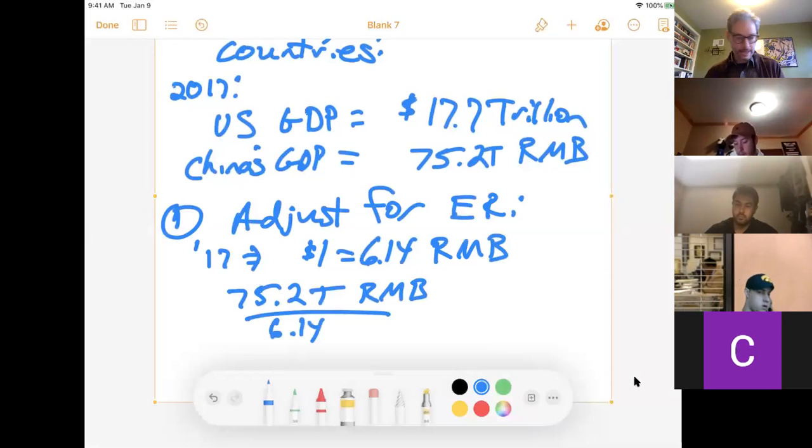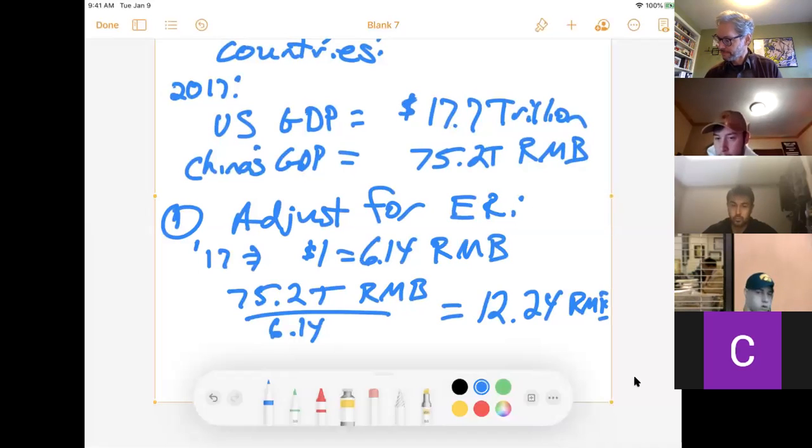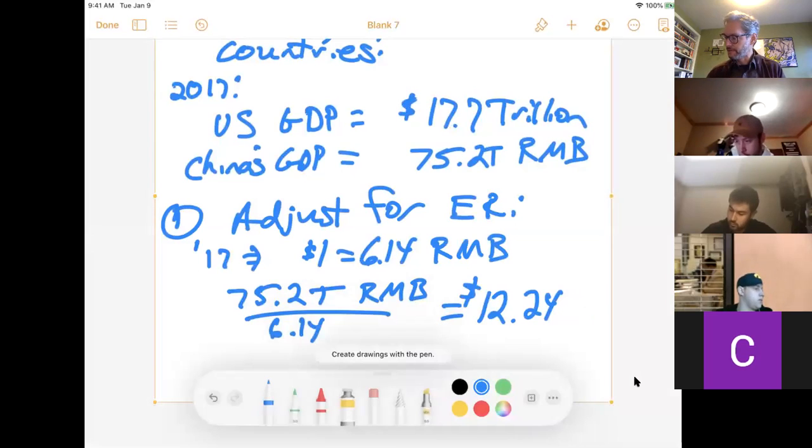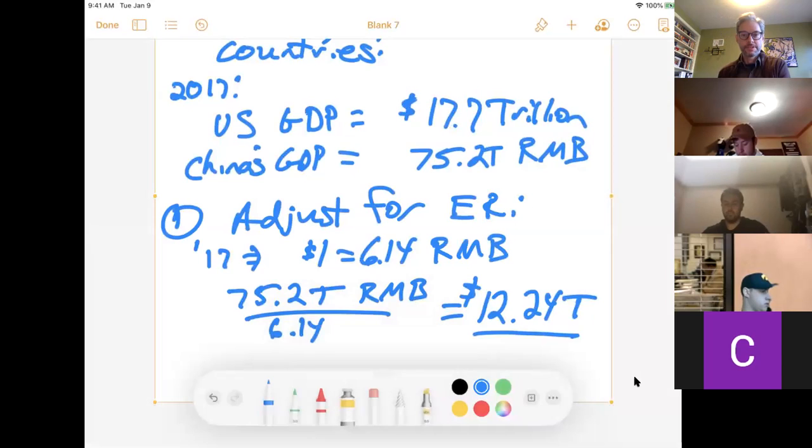And what do we get? We get about 12 point, well, geez, I'm screwing this up here. Should not be RMB, that should be dollars. $12.24 trillion. So now we have a little bit closer comparison. We see that US GDP was 17.7 trillion. Chinese GDP was about 12.24 trillion.